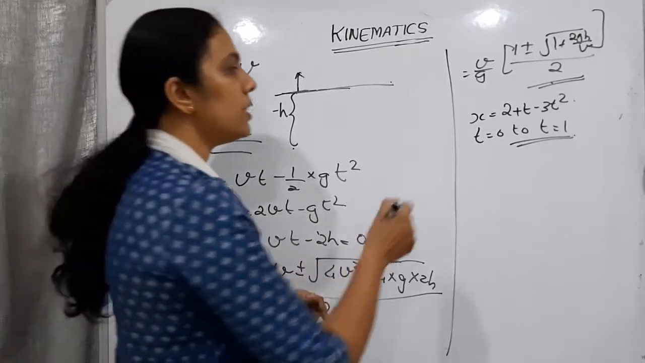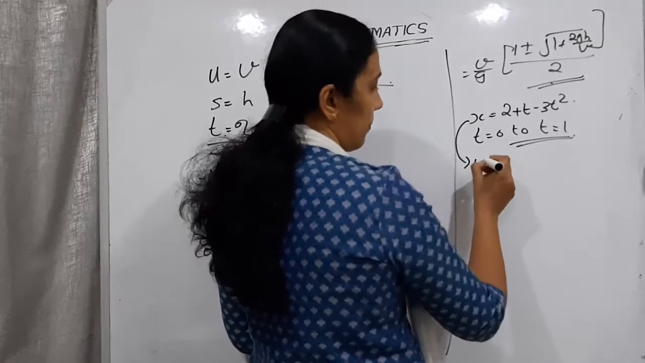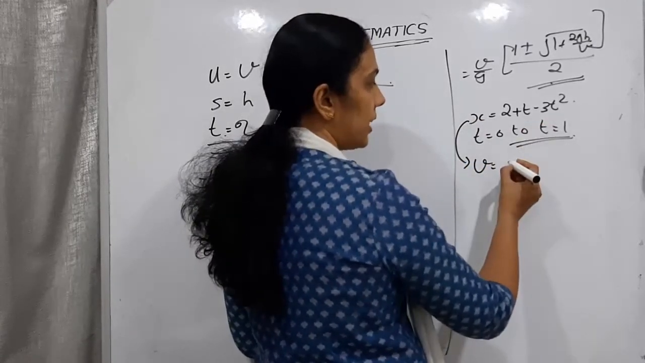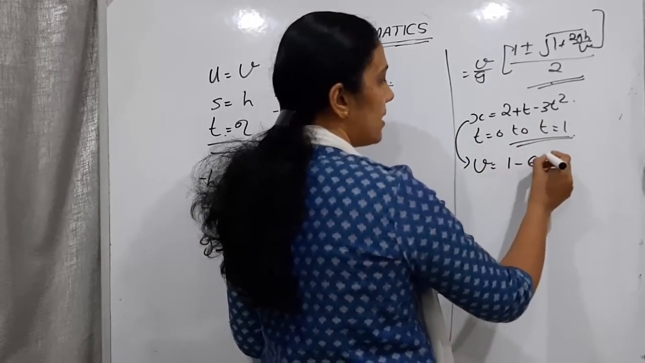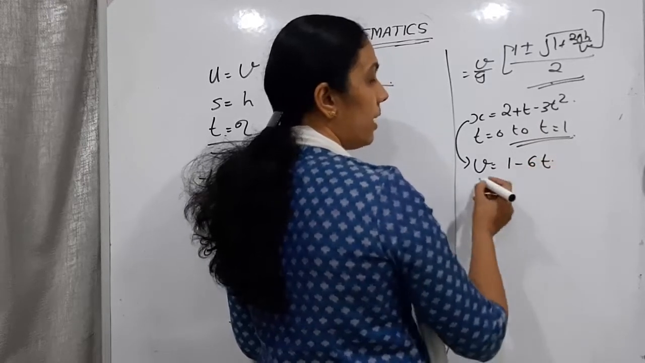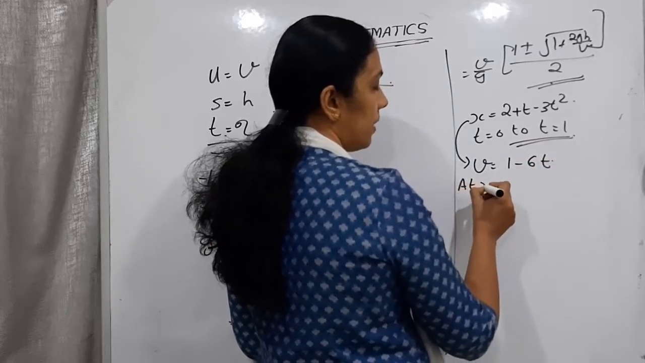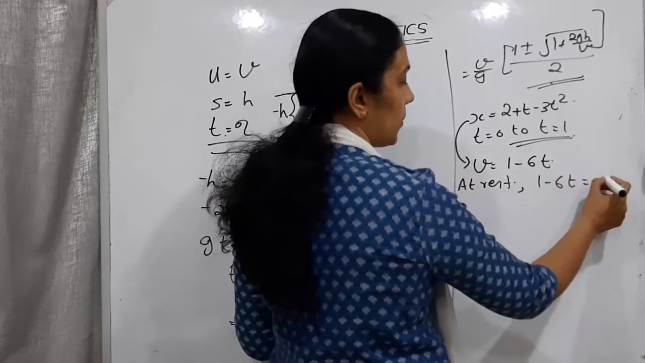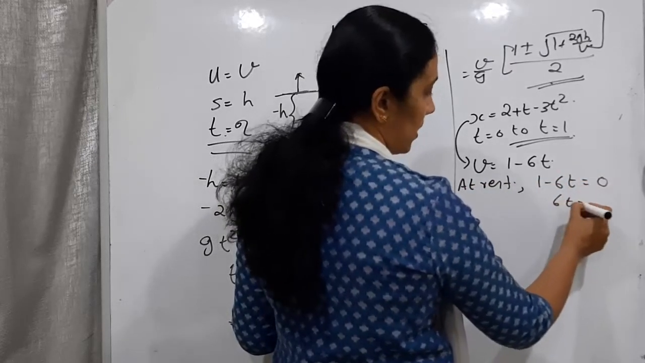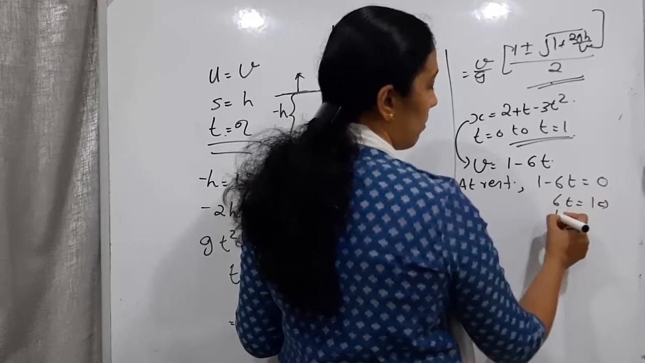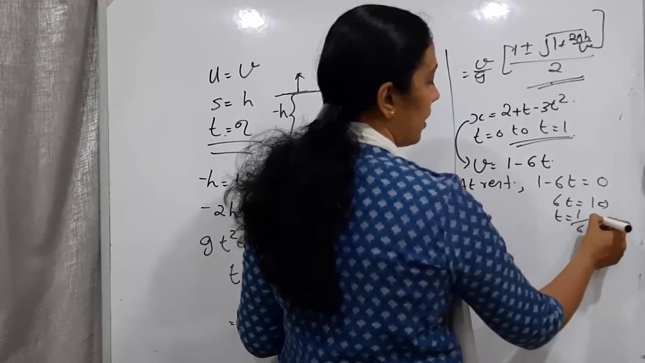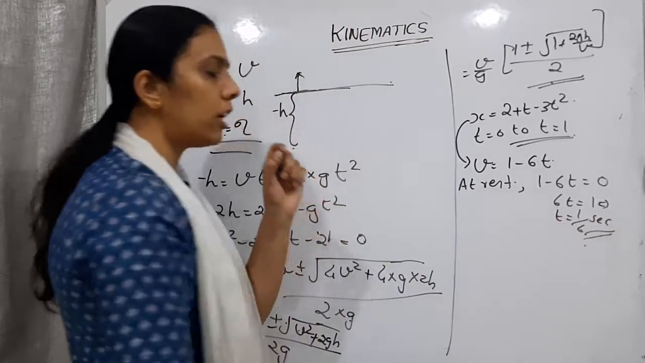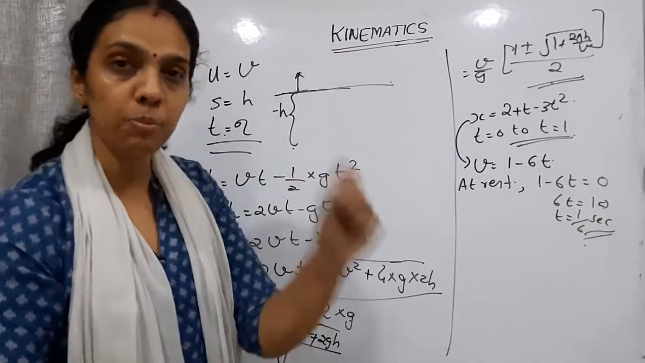For that, first we need to find out the velocity. Velocity equals dx by dt, therefore 1 minus 6t. Okay, at rest, velocity is equal to 0, therefore 1 minus 6t equals 0, 6t equals 1, t equals 1 by 6 seconds. Okay, this is the time required for the object to come to rest position.